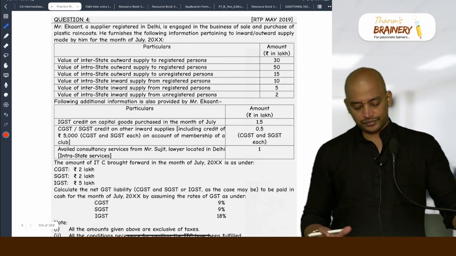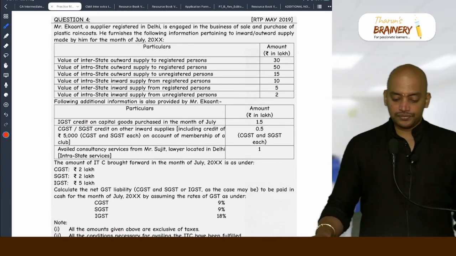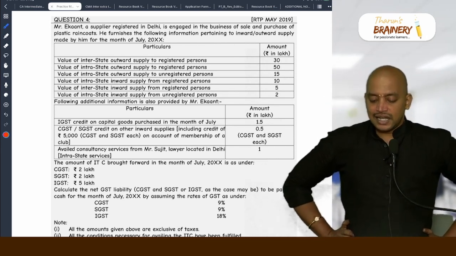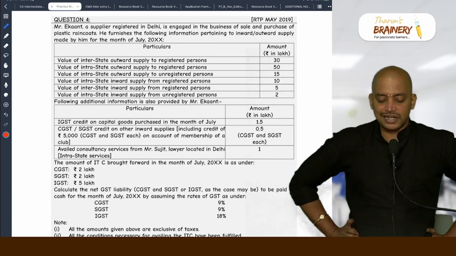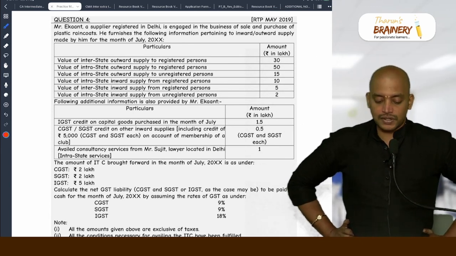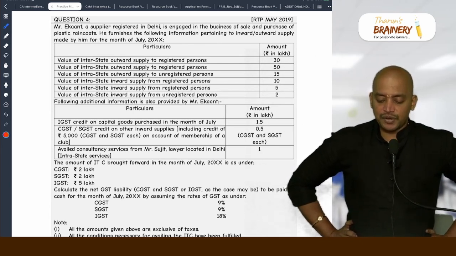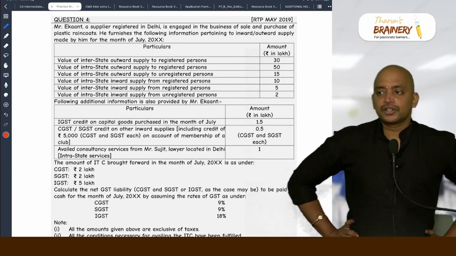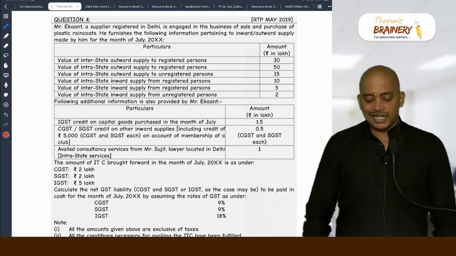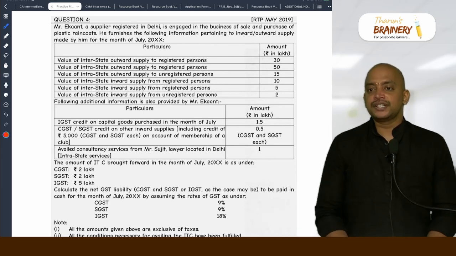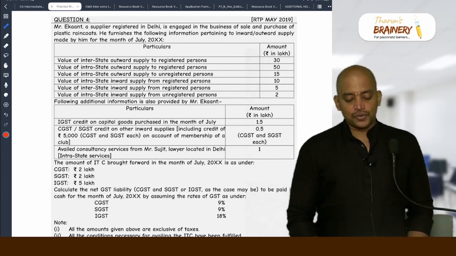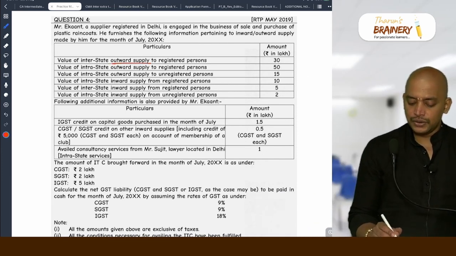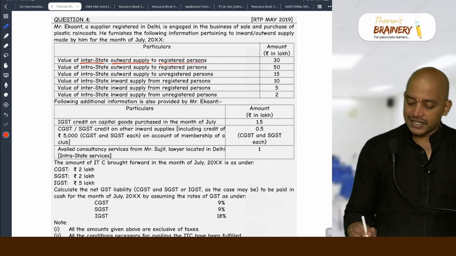Question number 4. This is a little big question. Mr. Ekant, a supplier registered in Delhi, is engaged in business of sale and purchase of plastic raincoats. He furnishes the following information pertaining to inward or outward supply made by him for the month of July. Value of interstate outward supply to registered person. So this is what supply? Outward supply, to interstate, to registered persons.